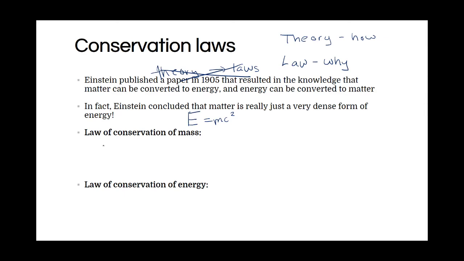Okay, and this leads us to the two different laws that are supported by Einstein's idea. The law of conservation of mass says that essentially whatever atoms you start with are going to be the same atoms you end with. So basically you can rearrange atoms, okay, but you can never destroy them or create them, really.